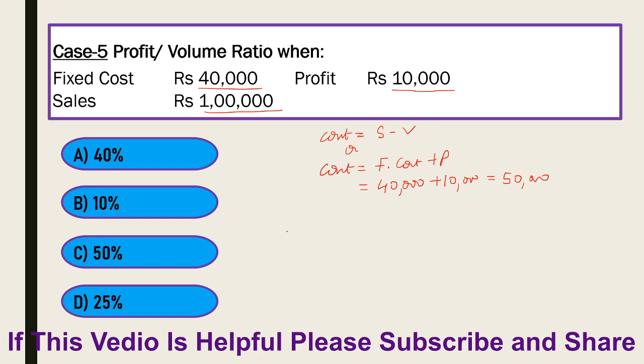Now we use the standard formula to calculate PV ratio, which is contribution upon sales into 100. Here our contribution is 50,000, sales is 1 lakh rupees, into 100. So our PV ratio here is 50%, which is option number C. 50% is our profit volume ratio.